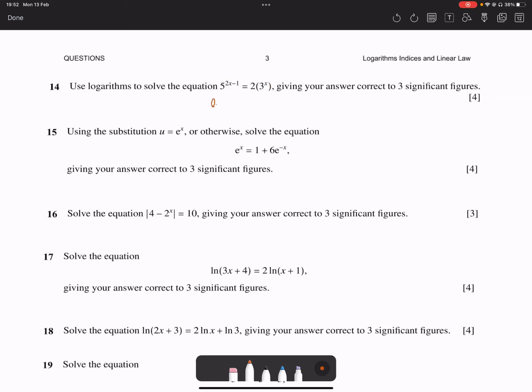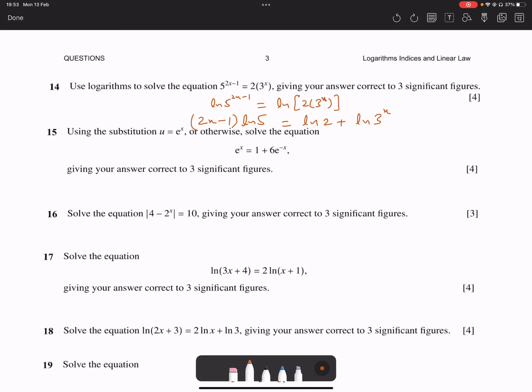If you were to take log on both sides like this, ln of 5 raised to power 2x minus 1, and on the other side you have ln of this whole thing, 2 into 3 raised to power x. Now you can't bring this x outside yet. You would first have to apply the multiplication law on the right side. So on the left side, you would have 2x minus 1 whole multiplied by ln 5. So that power is going to come down. On the right side, you would first have to split it into 2 parts. You would say this is ln 2 plus ln of 3 raised to power x. And then you could bring this power down.